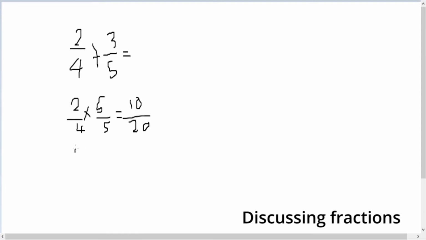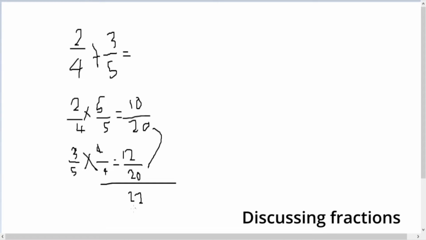Okay, so now next, 3 over 5 times the 4 over 4 equals 12 over 20. Now, how do you find the answer? Now what you need to do is, if the denominators are the same, no changes. Okay, so 12 plus 10 equals 22 over 20.